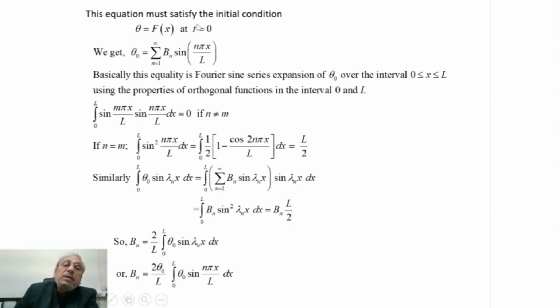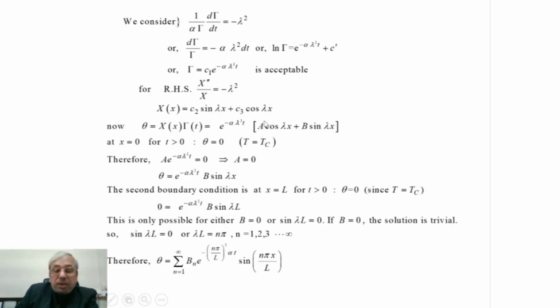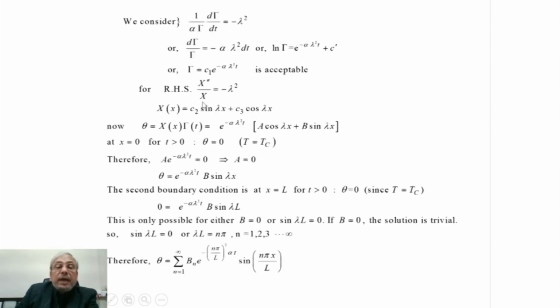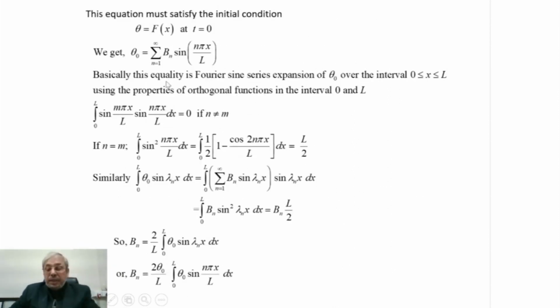Now this equation must satisfy the initial condition. That means theta equals f(x) at t equal to 0. If we substitute t equal to 0 here, we get theta naught, because at t equal to 0 the temperature everywhere is T naught. That's what we said. So theta naught equals the summation over n equal to 1, 2, 3 up to infinity of Bn sin n pi x by L.